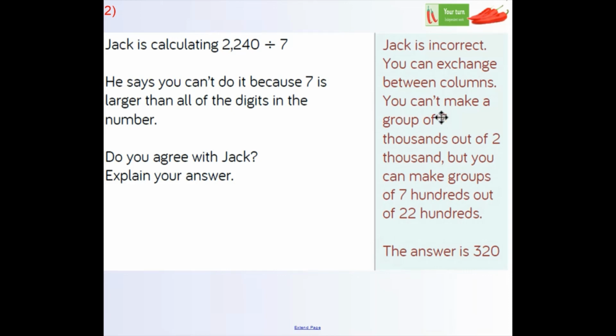So Jack is incorrect because you can exchange between the columns. You can't make a group of 7,000s out of 2,000, but you can make groups of 700s out of 2,200s. So the answer is 320. If you've got that correct.